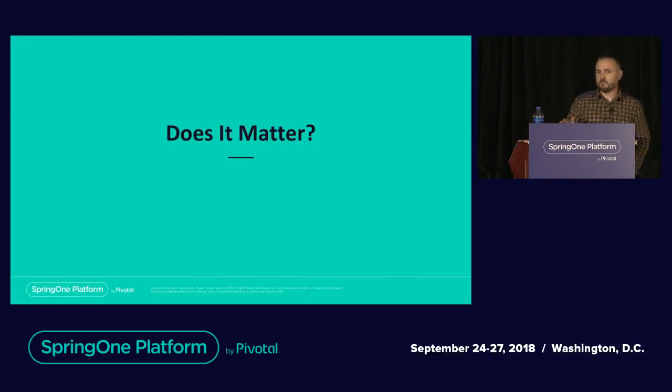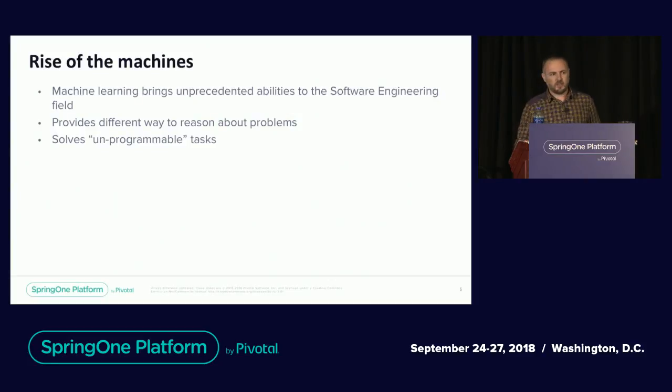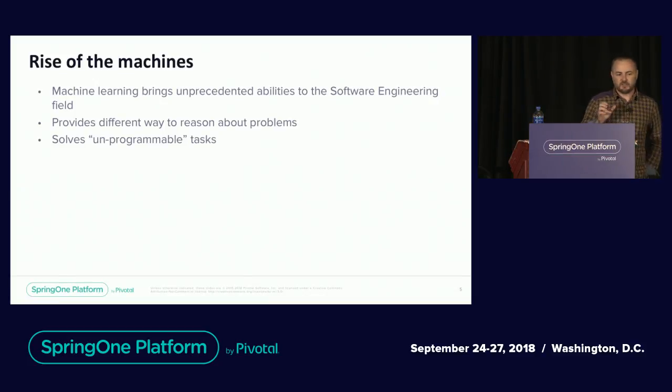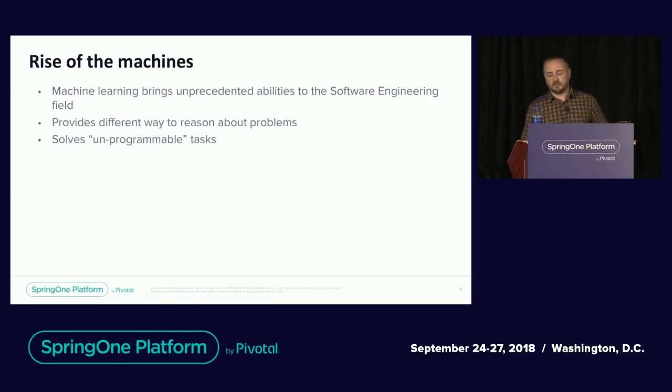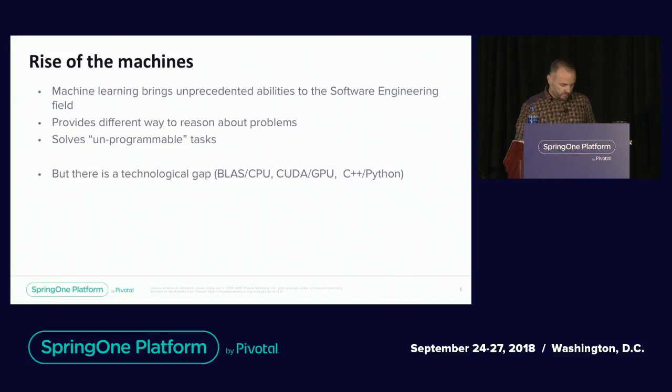So why would this topic matter? I can argue that everyone will have acknowledged the recent race in machine learning and particularly the advancement within computer vision and language processing itself, the ability of this new way of reasoning about problems, and because of this, allowing us to solve otherwise unprogrammable tasks.